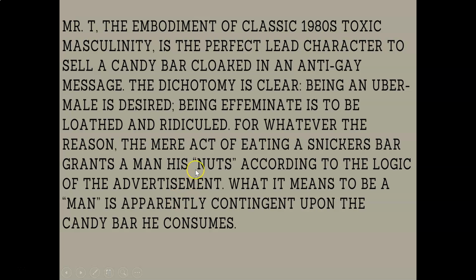And that last sentence goes into the authorial intent, what's the main message? What's the exigence? What's the universal truth for the advertisement? Vocab is up. I love the sentence constructs, even this first one, the stop, stutter. Mr. T, the embodiment of classic 1980s toxic masculinity, comma, is the perfect lead character to sell a candy bar cloaked in an anti-gay message. Good use of the parenthetical. Then, this is something you don't see a lot of, a colon. Pretty cool.